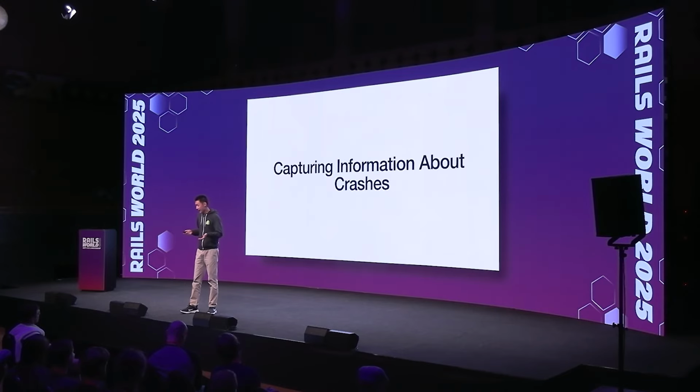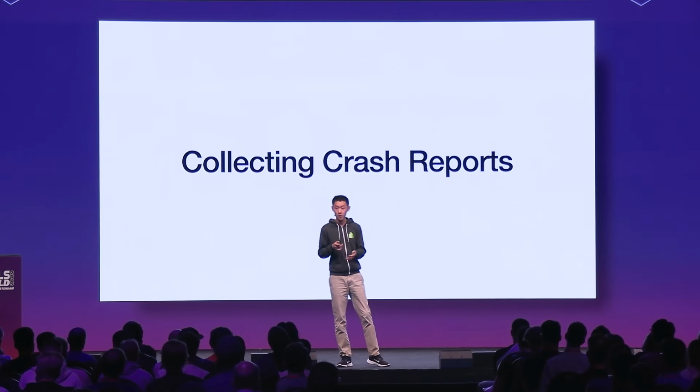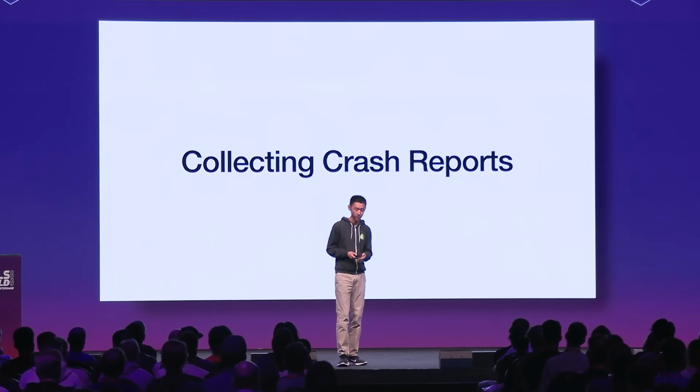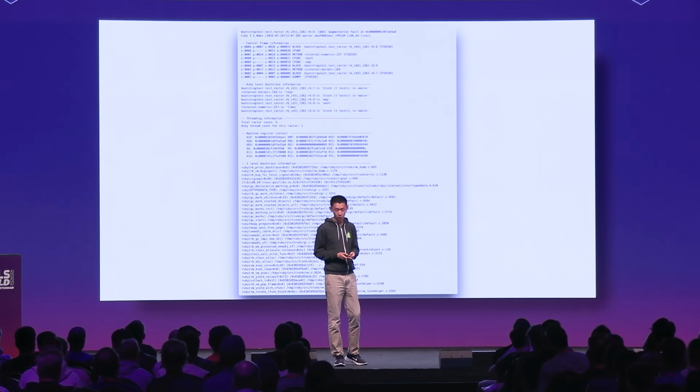So there's still the inevitable case where bugs are not caught by CI and only happen in production. So now let's see how we can capture information about crashes that happen in production. When Ruby crashes, it generates a crash report that includes what kind of crash it is, the Ruby stack trace, and the C stack trace. Here's what a crash report looks like.